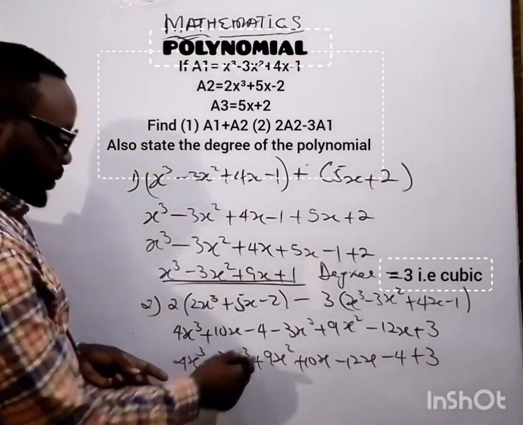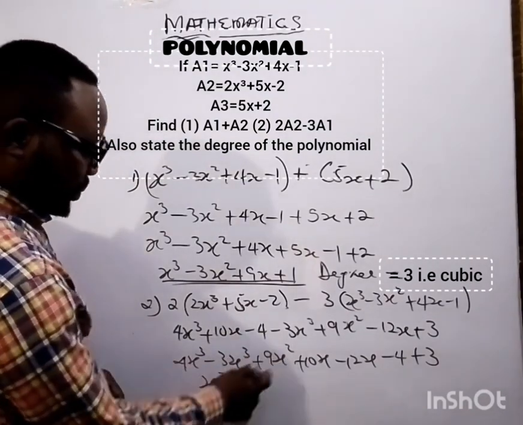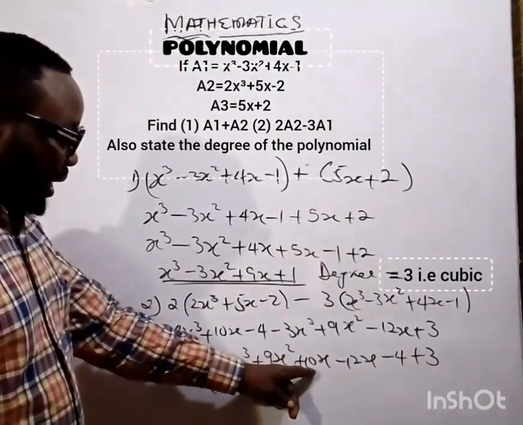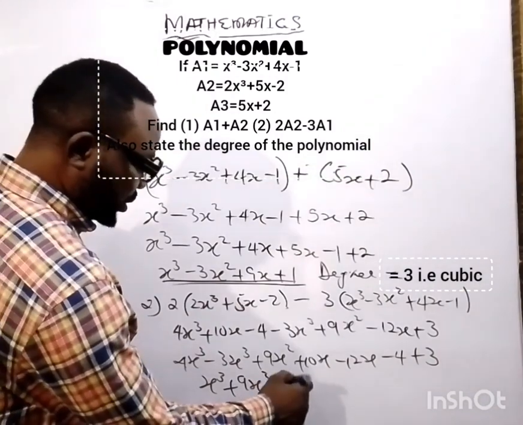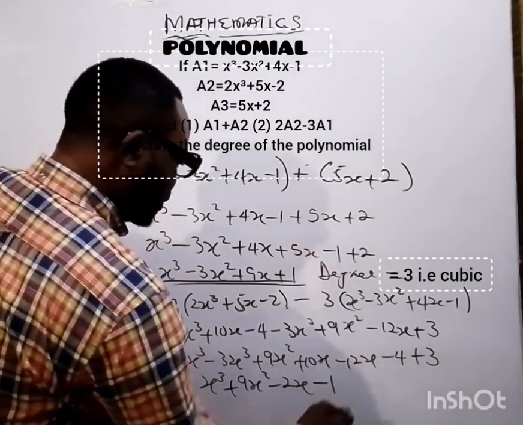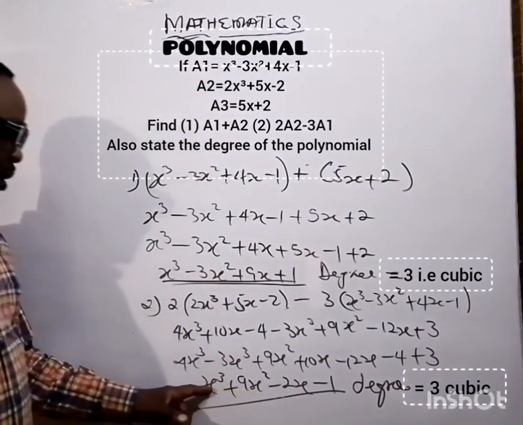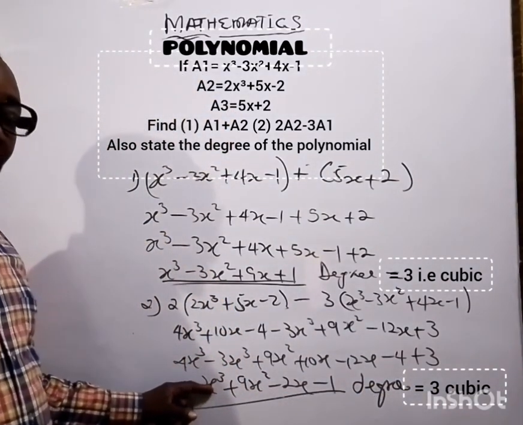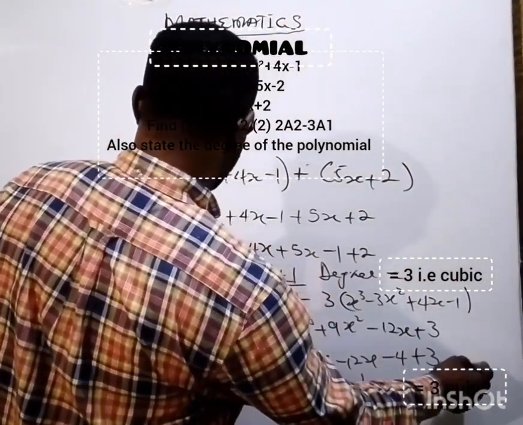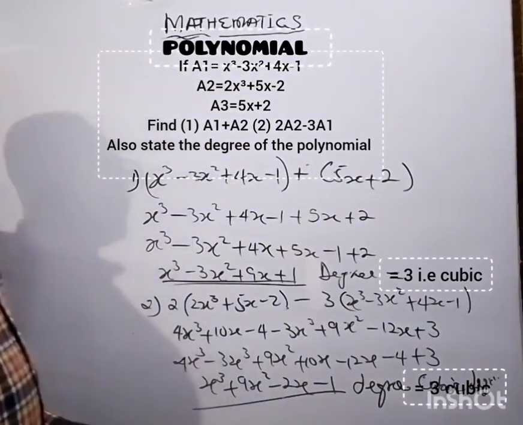So we are having 4x cubed minus 3x cubed. That will be 1x cubed. We write it as x cubed plus 9x squared. That is the only single term we have for x squared. Plus 10x minus 12x. That will be minus 2x. Then minus 4 plus 3. That will be minus 1. Now, the degree of this polynomial we have here is cubic degree, or cubic order of a polynomial.